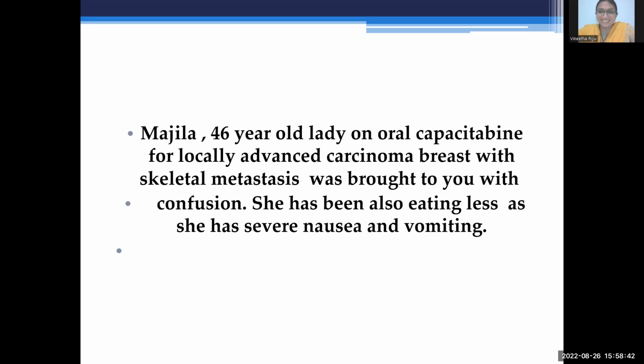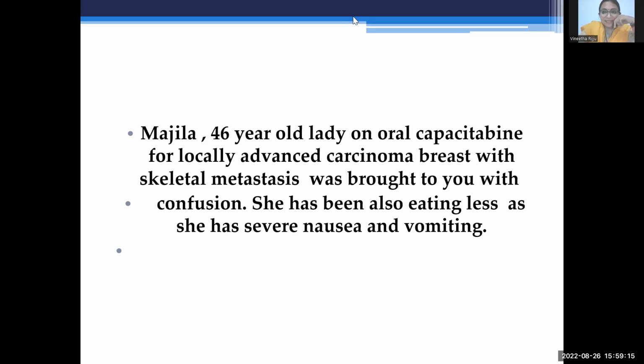Okay. So Marcella is a 46-year-old lady. She's on oral capecitabine, which is an oral chemotherapy agent. She is being treated for carcinoma breast with skeletal metastasis. And now she is brought to you with confusion. She has also been eating less as she is having severe nausea and vomiting. What are you looking at here? Can I have answers on the chat box?